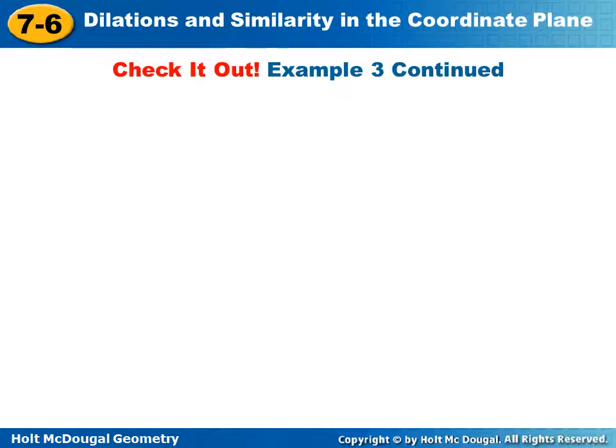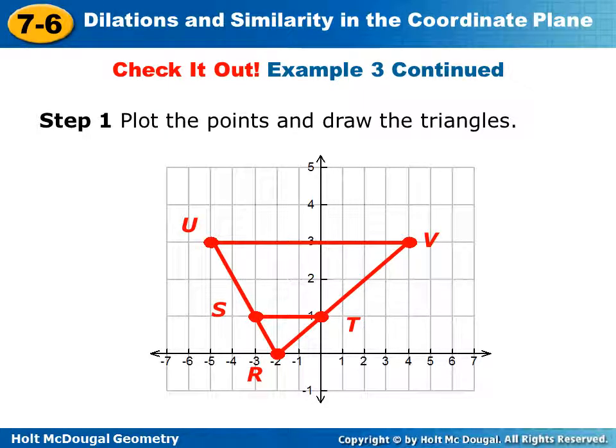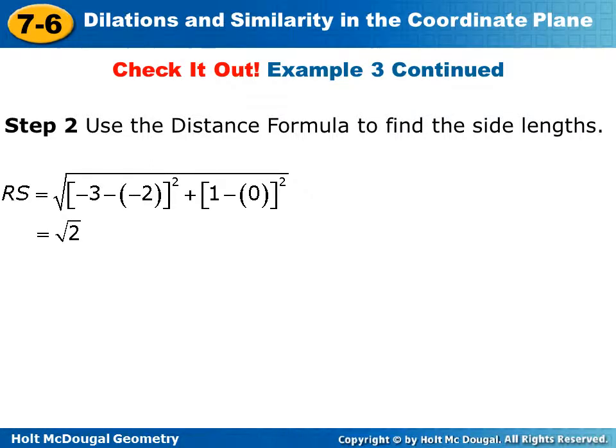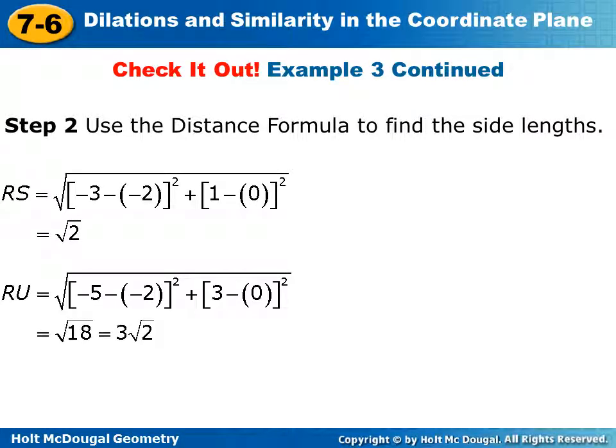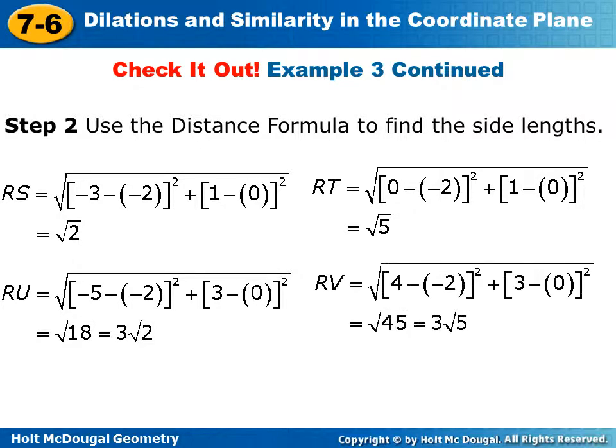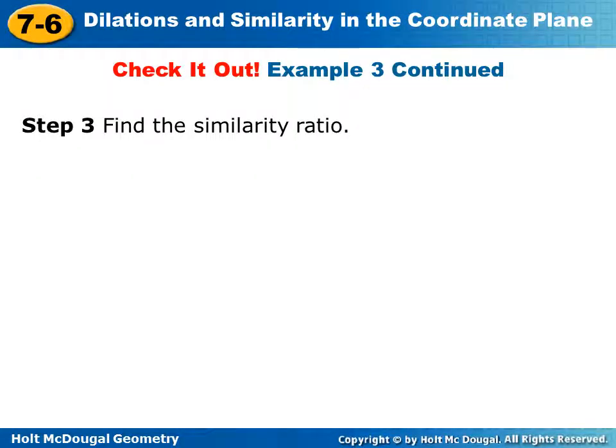Let's try another, proving RST. So here's another picture where we've plotted the points and drawn the triangle. Again, we use the distance formula, and again, go ahead and try to pause the video before you see these and try it on your own to see if you can figure them out. RS is radical 2, RU is 3 radical 2, RT is square root of 5, and RV is 3 radical 5. The next step is to find the similarity ratio.